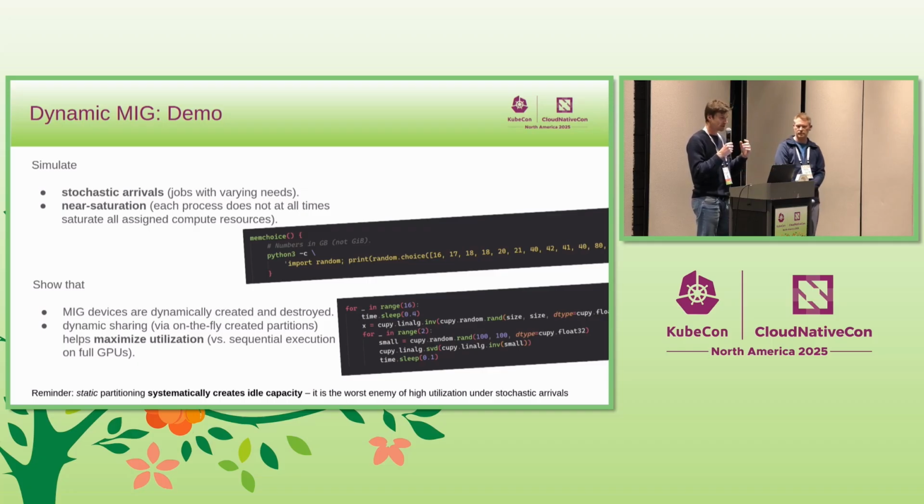What I really wanted to show in this little demo is that, first of all, MIG devices get dynamically created and destroyed, which is already nice. But also with this type of dynamic sharing, we can actually increase GPU utilization as compared to running through things sequentially on full GPUs, meaning the same amount of work is done in shorter time. It might be obvious that static partitioning is always opposing any effort of resource utilization maximization, and the reason is that the moment you do static partitioning, you create some idle capacity somewhere. It's really the fundamental reason, right?